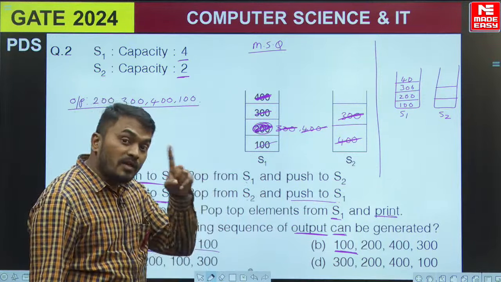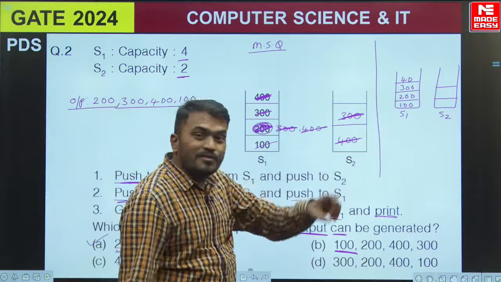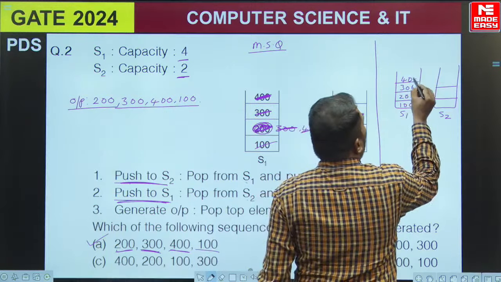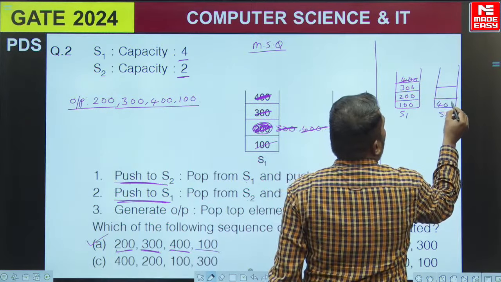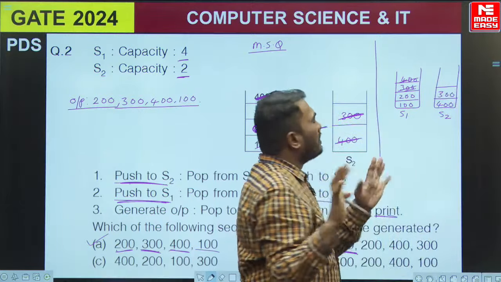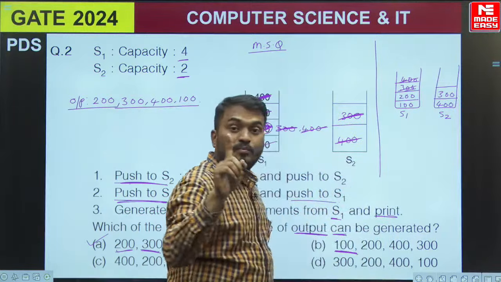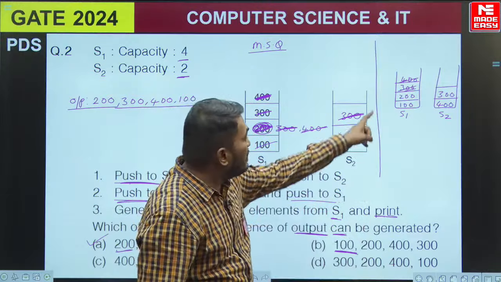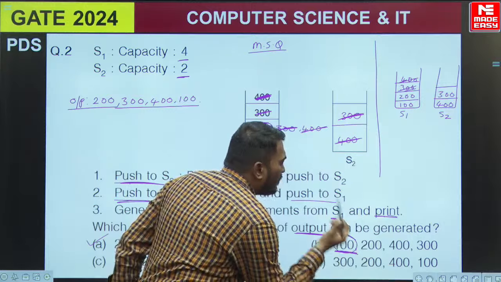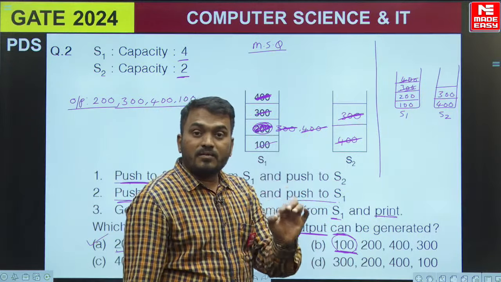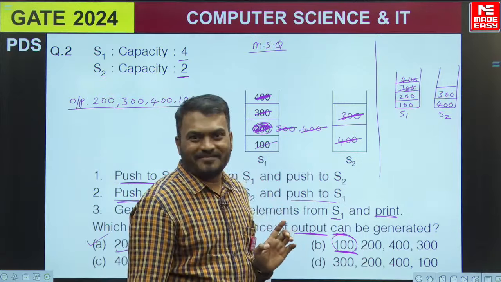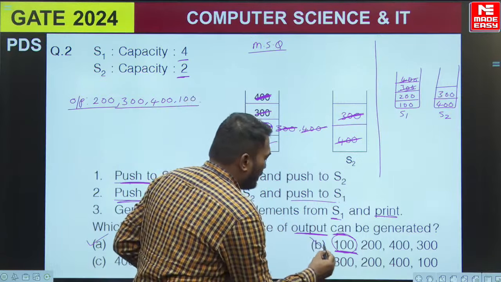Because we need to print only from S1, and the size of S2 is only 2, that is the condition, correct? So first I will pop the 400 from here and push it into S2, and I will pop 300 from here and push it into this. That's it. I cannot do anything else. Now if you want to print, the first value you print is 200. See, first value 100 is not possible with respect to the condition he has given. Printing 100 first is not possible, correct? So this is not possible, right?